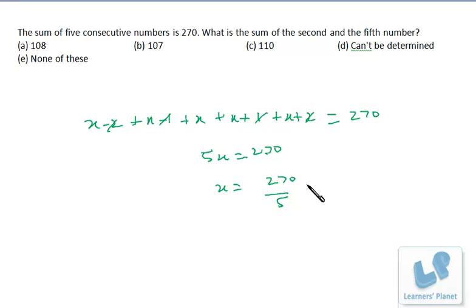Now we have to find out the sum of the second and fifth number. So this is the second number and this is the fifth number. So what's the sum? That is x minus 1 plus x plus 2, that is 2x plus 1, right? So we just have to put the value of x over here. So 54 into 2, that is 108, plus 1, that's 109. So that's none of these.